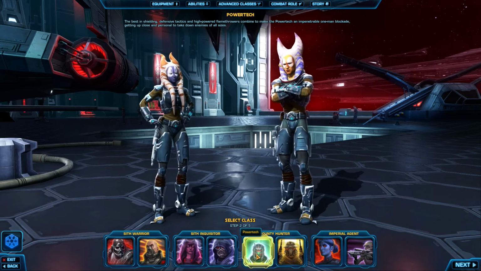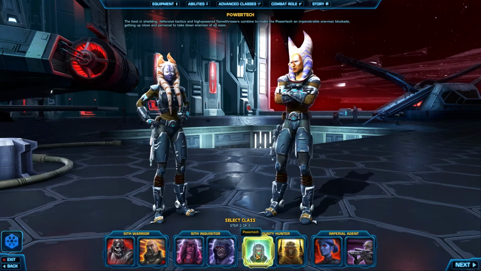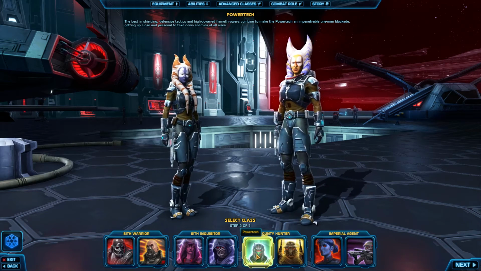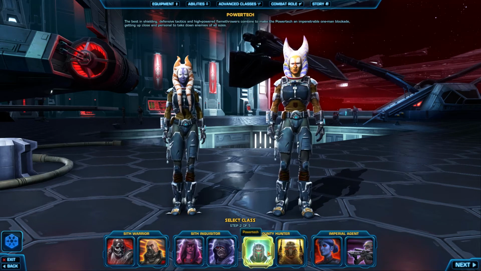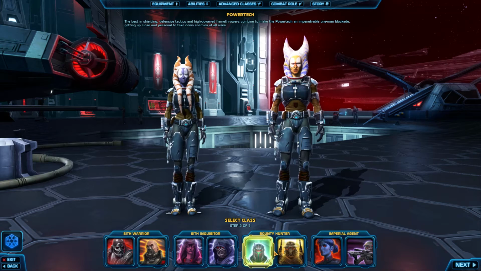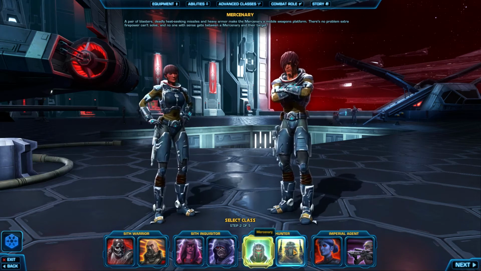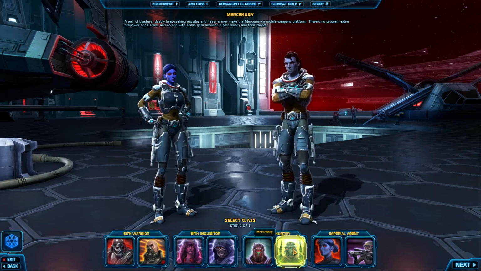The power tech variation on the Republic side is the Vanguard. So it's a trooper, and then on the trooper side, it would use just a blaster rifle. And of course, you're using just a single blaster as a bounty hunter. The mercenary uses two blasters.